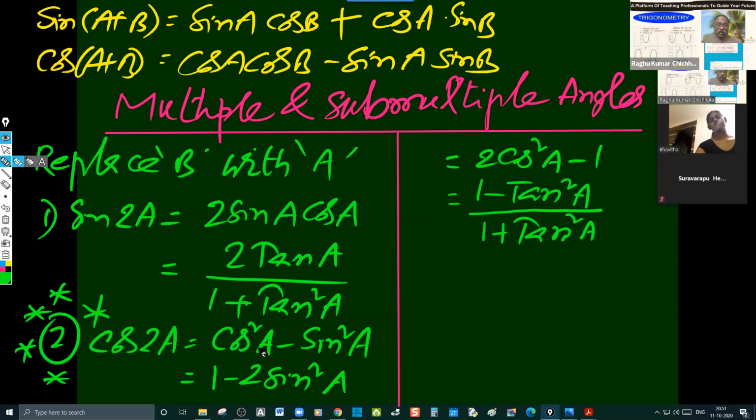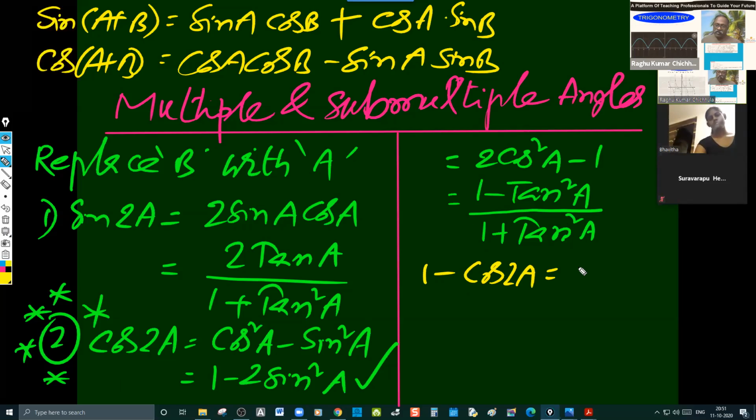Now, let me rearrange this. How do we rearrange? Just a moment. See this. Cos 2a is equal to 1 minus 2 sine square a. Let me bring this 2 sine square a to the LHS and cos 2a to the RHS. And thereby, what is the most important formula you will be getting? The rearrangement of the formula gives 1 minus cos 2a is equal to 2 sine square a.